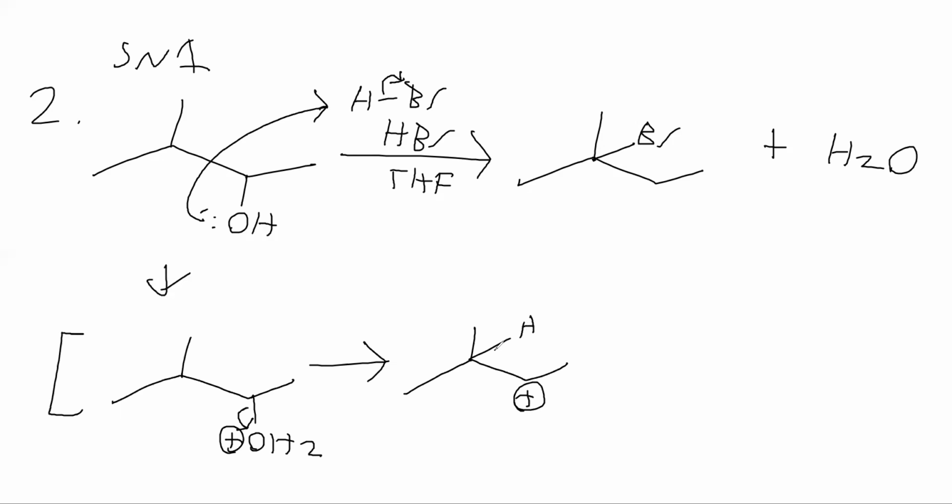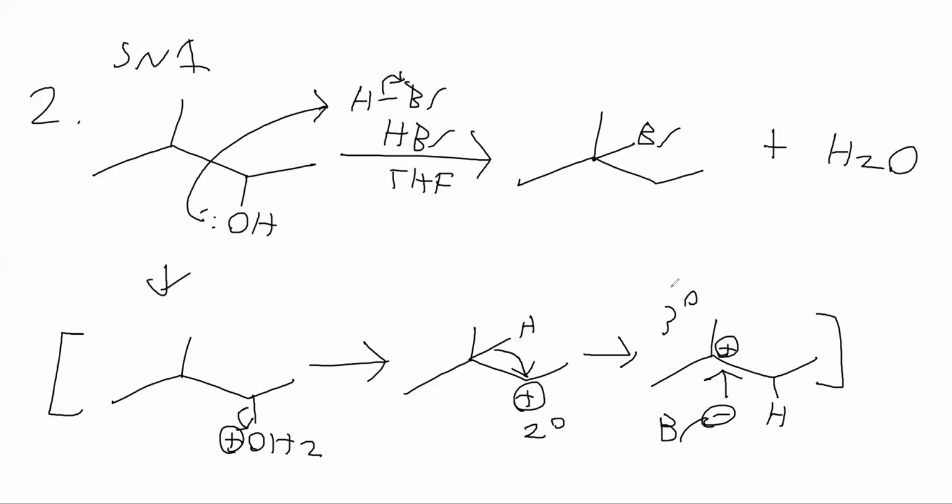There's a hydrogen here. It can take the hydrogen and the electrons and push it towards the positive charge. Now there's a lack of electrons here on the tertiary position, so we went from a secondary to a tertiary cation. We formed a more stable one, so this can happen, and it probably will happen to some extent. And then the bromine attacks, and you get that.